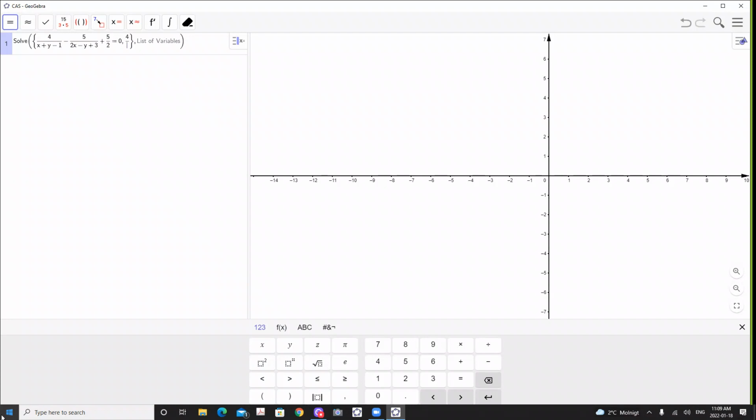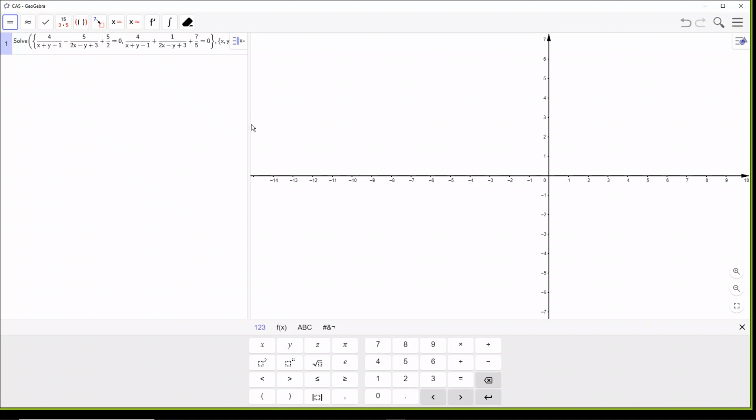And then I have 4 divided by x plus y minus 1. Then I will go here plus 3. No, plus 1 divided by 2x minus y plus 3, and then I have plus 7 over 5 equals to 0. No, 7 over 5, yes. 7 over 5 equals to 0, and then I go out, I write my variables. Yes, so let me see how it works.